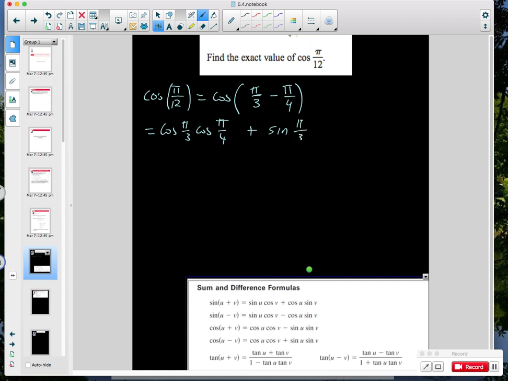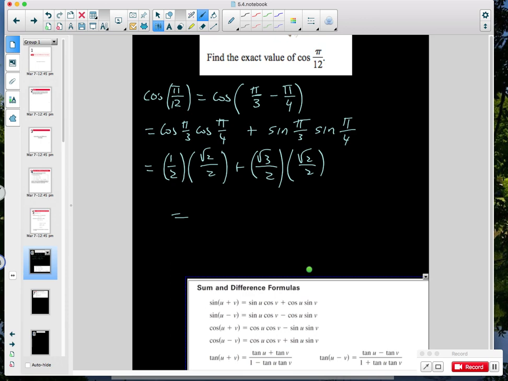Sine of pi thirds, sine of pi fourths, and now you can use your unit circle, which I know you know very well. So cosine of pi thirds is 1/2, and cosine of pi fourths is root 2 over 2, plus sine of pi thirds is root 3 over 2 times sine of pi fourths, which is root 2 over 2. So you get a fraction over 4, and on the top 1 times root 2 is root 2 plus root 6. And that's the exact answer.